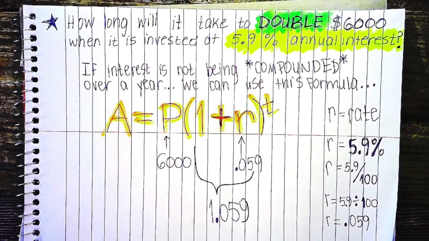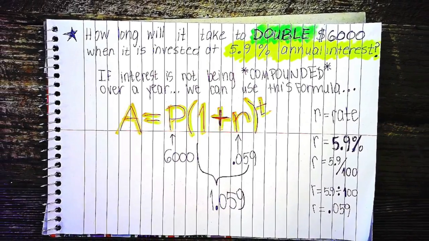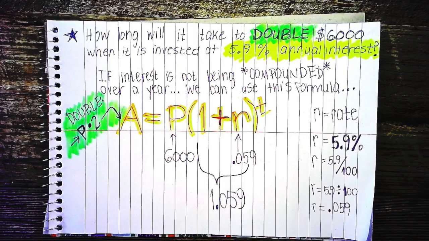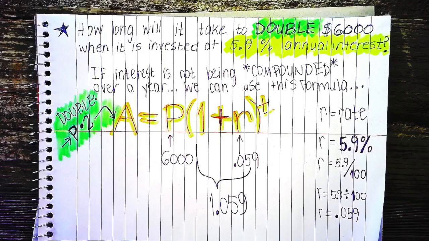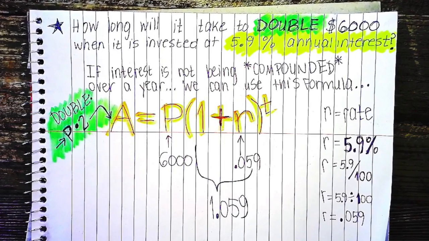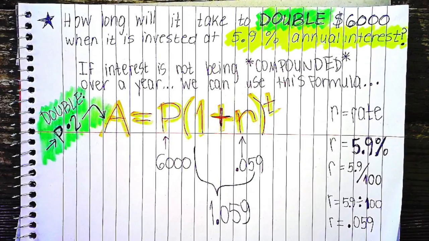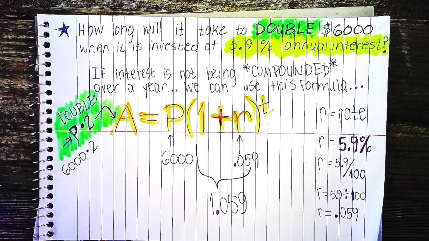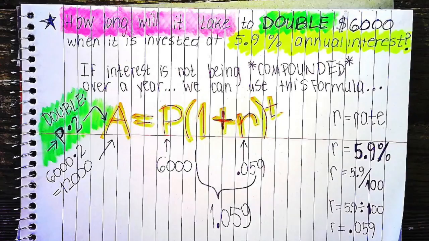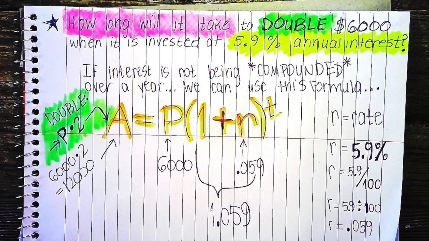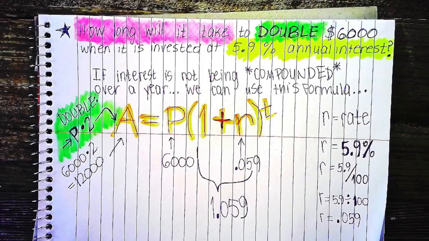In our next step, we are going to look at the fact that the problem is asking us about doubling our investment. Our investment was $6,000. When you double something, you are really multiplying it by 2 because you will have 2 of that amount. If I double my P value, or principal primary investment, I will get P times 2, which is 6,000 times 2, which equals 12,000. That means I want to know how long will it take for my A, or amount at the end, to reach $12,000.